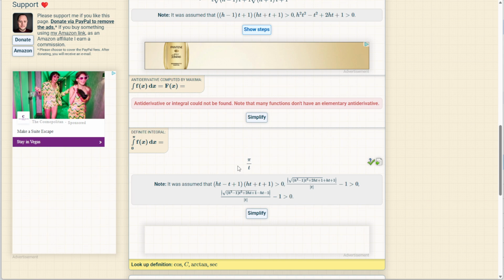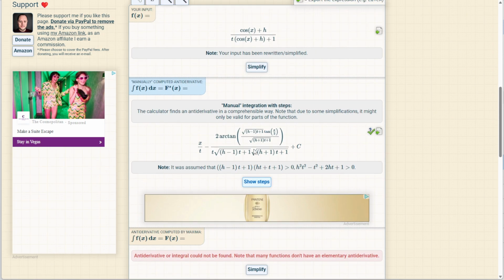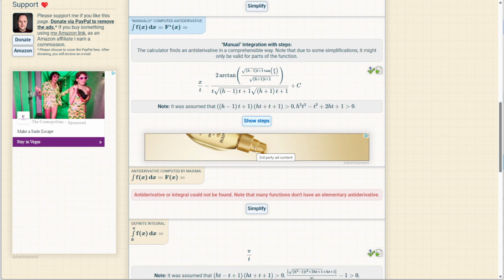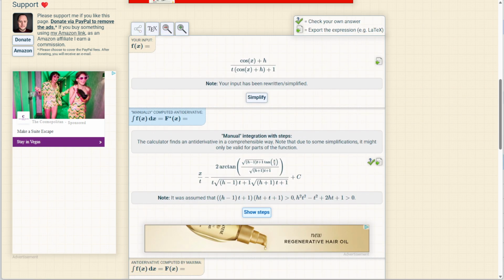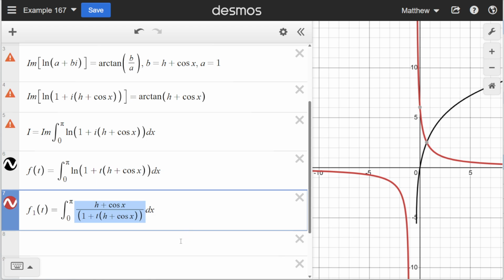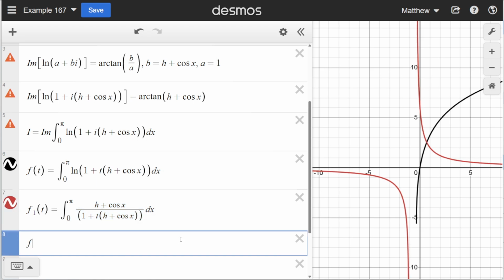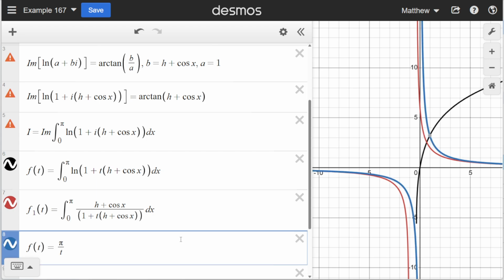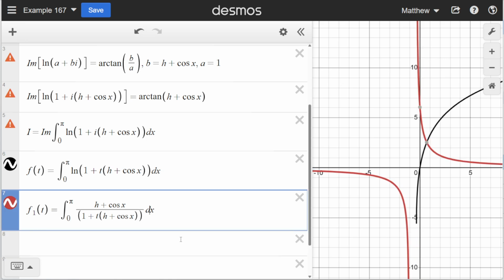It says it's pi over t, and I just don't believe that. I do not believe that's equal to pi over t, but we'll go ahead and check. So let's do f of t equaling pi over t. No, not even close. So the online integral calculator couldn't even do this.